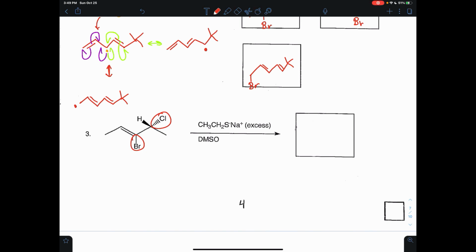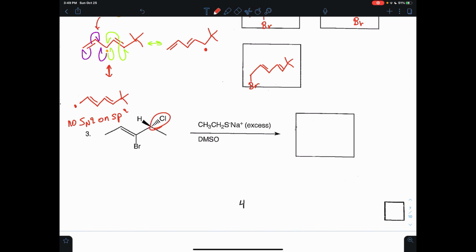Remember, something really important is no SN2 on sp2. So this one, the Br, cannot have any SN2, or even SN1, because you don't have that empty p orbital, right? So that's the first thing you gotta notice. So we have to use this chlorine right here.